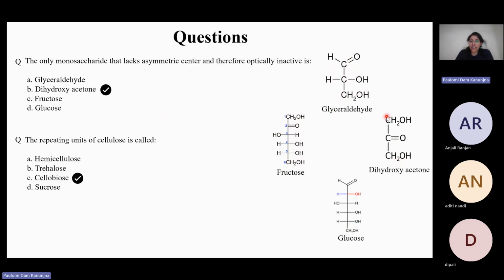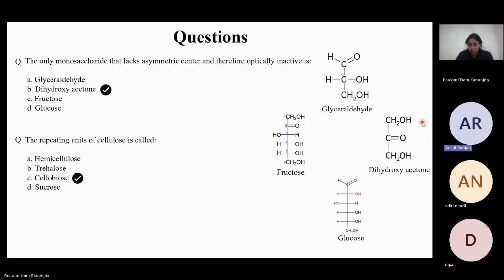This is not asymmetric. This is symmetric because it has two similar groups on either side. So this is not an asymmetrical center. So that's why it is dihydroxyacetone. What you need to remember is the structure of the compound and then look into if it has an asymmetrical chiral carbon. If it has a chiral carbon, it is optically active. Okay. Right. If that made sense, then let me know.